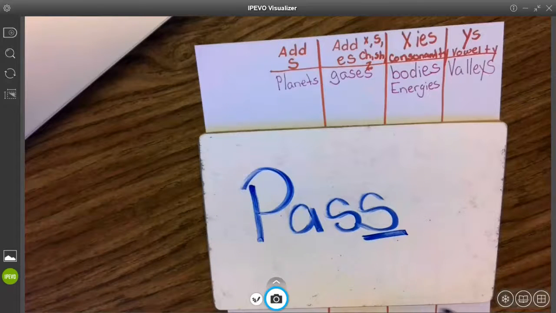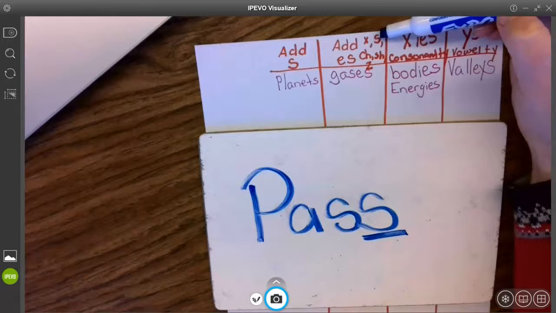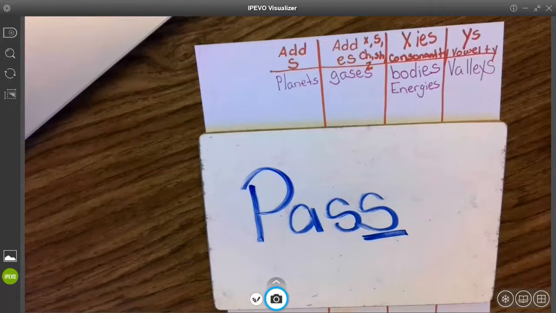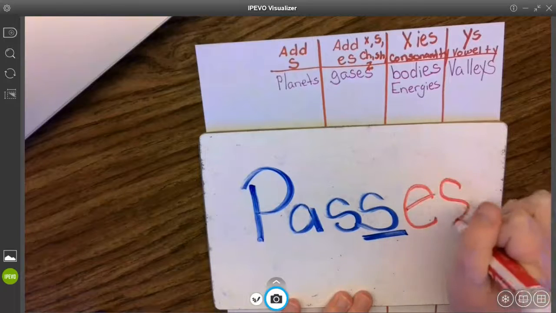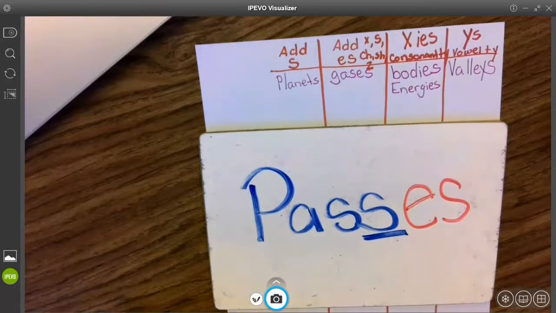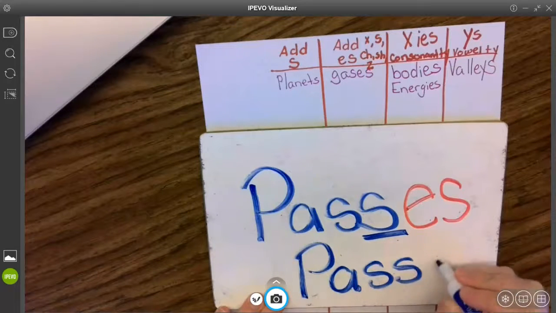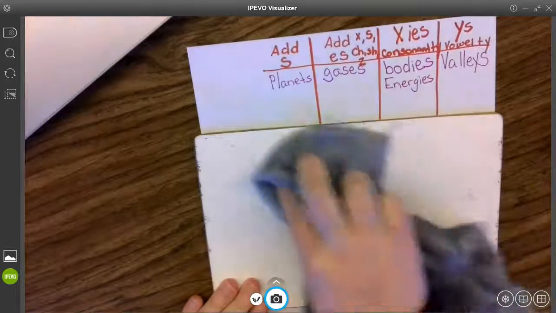Let's look at our charts. Doesn't end with a Y, so we don't need to worry about that. Let's see if we add ES. If the word ends in an X, an S, a CH, an SH, or a Z, we're going to add what? ES to the end. Pass ends in an S, so we're going to add ES to the end of it. If we didn't put that E at the end of it, it would have 3 S's like this. And does that look right? No. We need the ES. Okay.